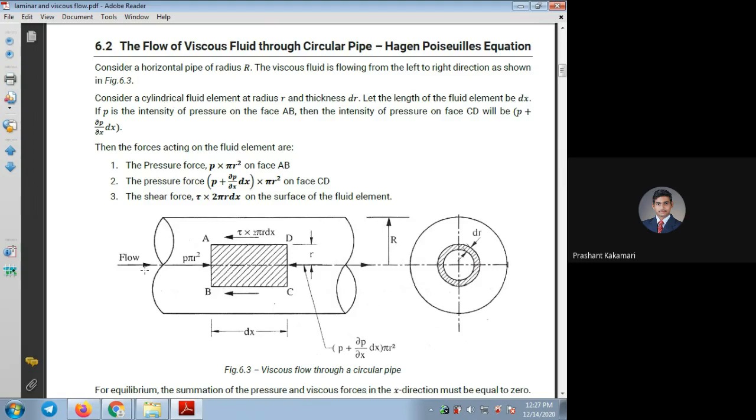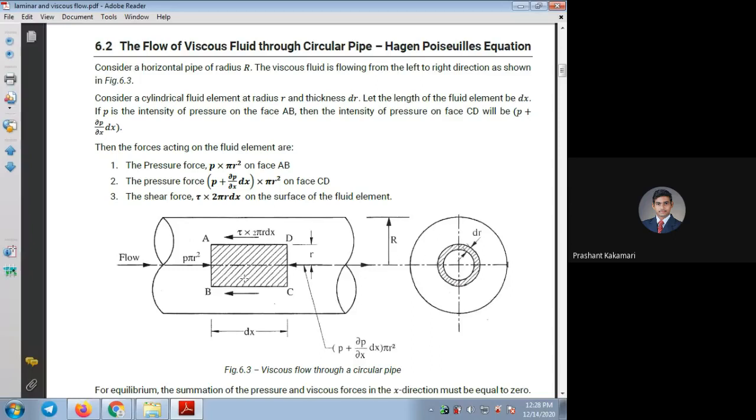So, considering a fluid element, as in the Euler's equation we have seen, we have to consider a cylindrical element of the fluid. Of the entire flow volume, we are going to consider a small volume. Later we can integrate and find out for the complete flow how the pressure drop will be. Before that, we are going to consider a small element.